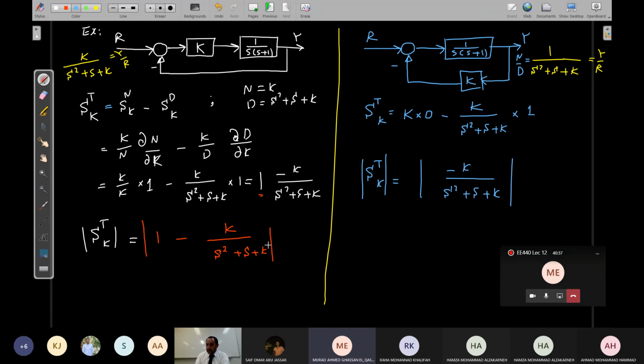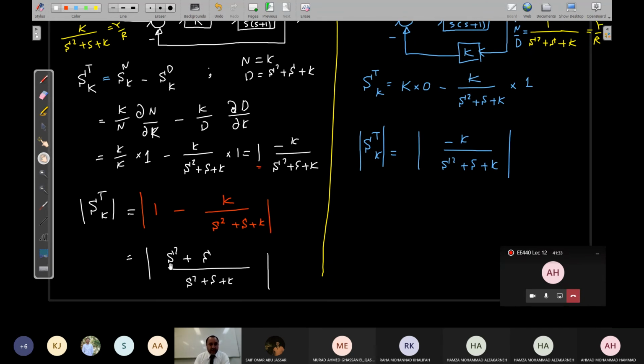Now, let's simplify it. This will equal to what? Who will simplify this one for me? Minus S squared plus S. Yeah. This will be minus. Okay. No, thank you. No minus. Even if there is minus, minus, I don't care. It's absolute value in the end of the day. So if you are toggling this sign and this sign, I don't care. Because at the end of the day, I'm getting the absolute value. Okay. Now, who will conclude? Which one is the highest? This one or this one?